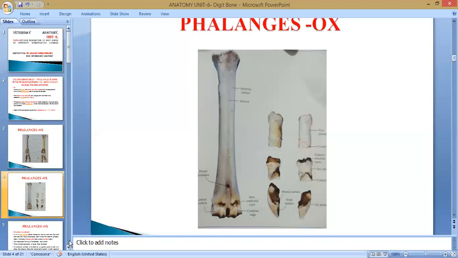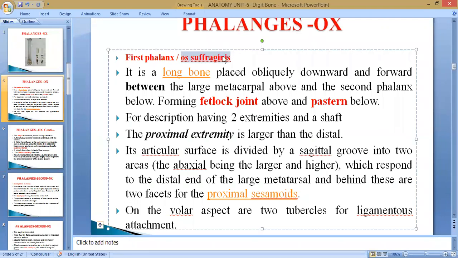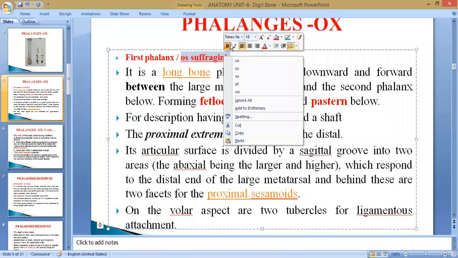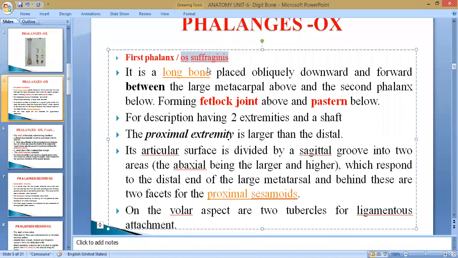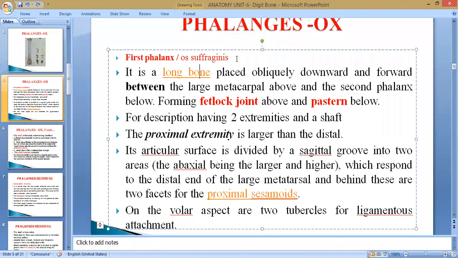First, the first phalanx: what is the position of the first phalanx and how does it look? The first phalanx is also known as os suffraginis. Any inflammation or abnormality related to inflammation is called os suffraginitis. That is the inflammation of the first phalanx.